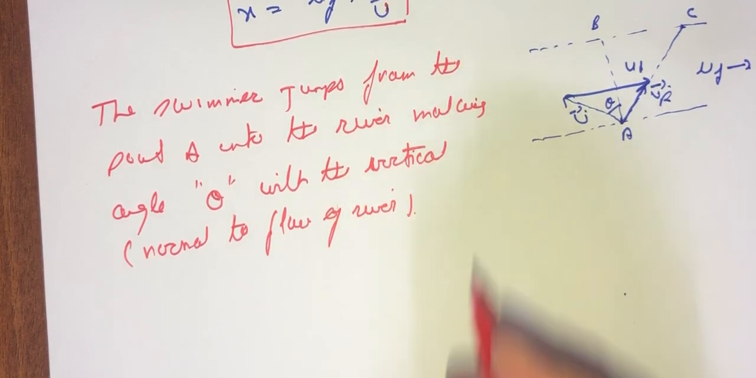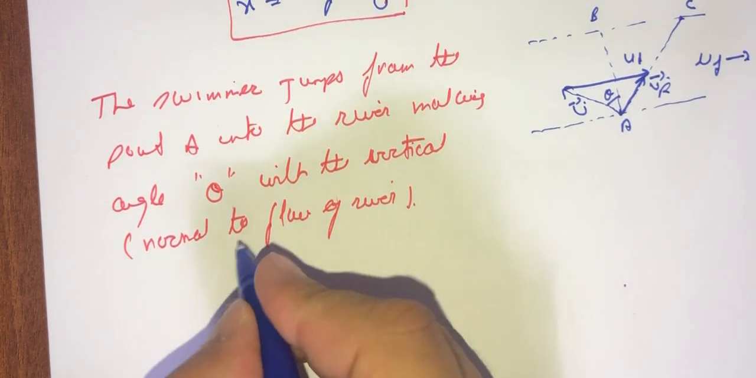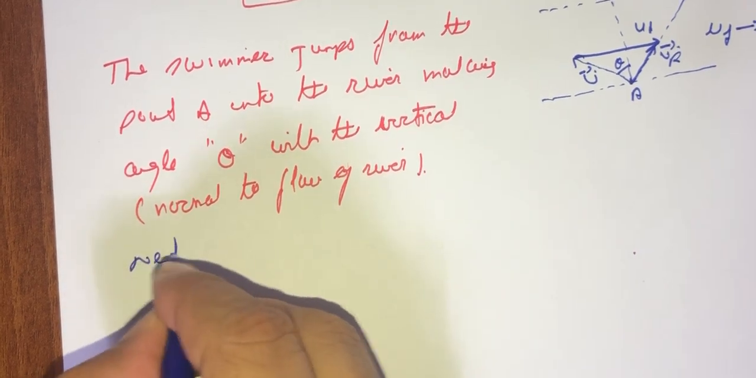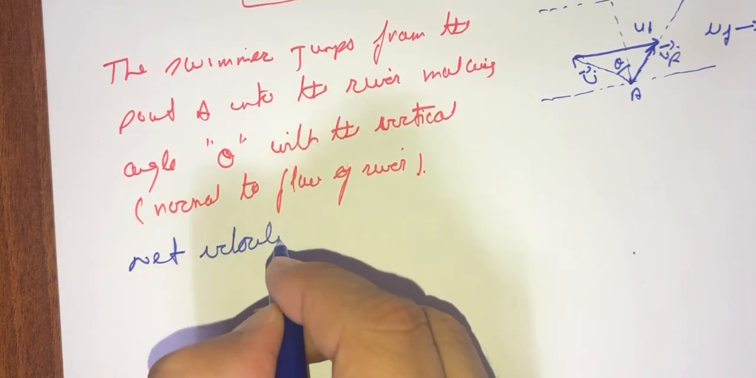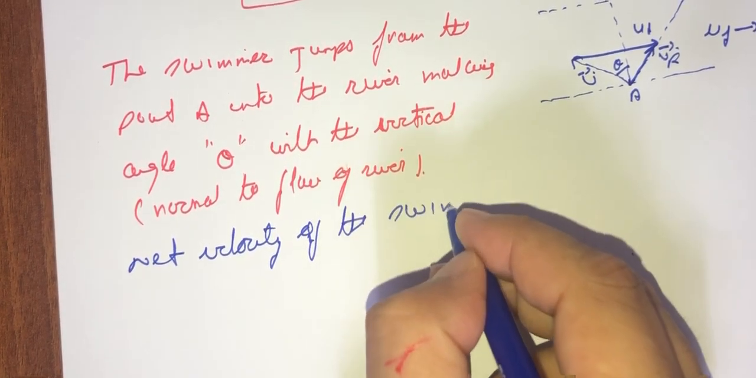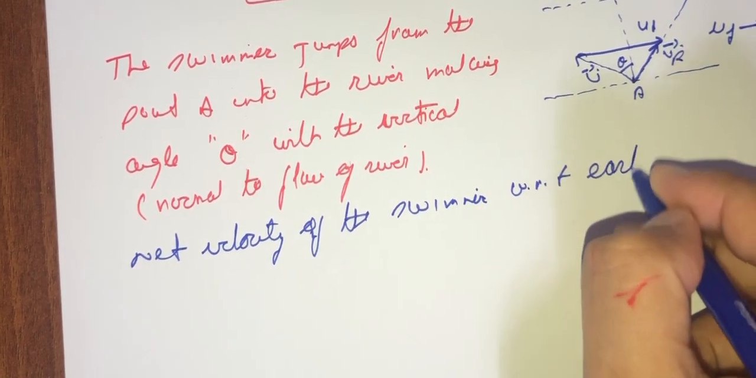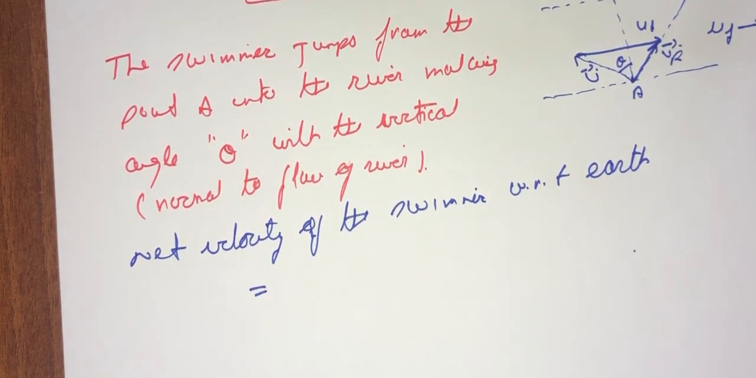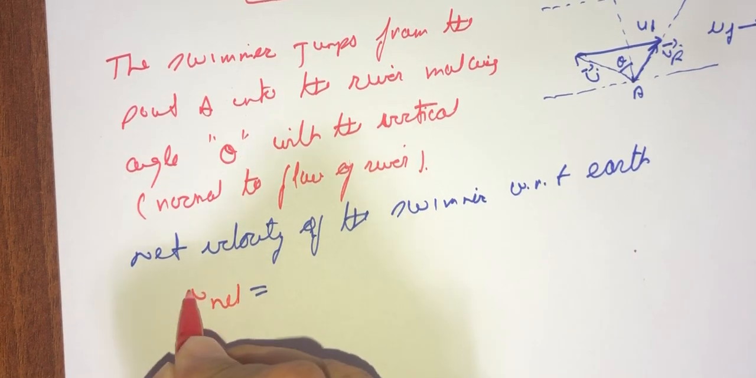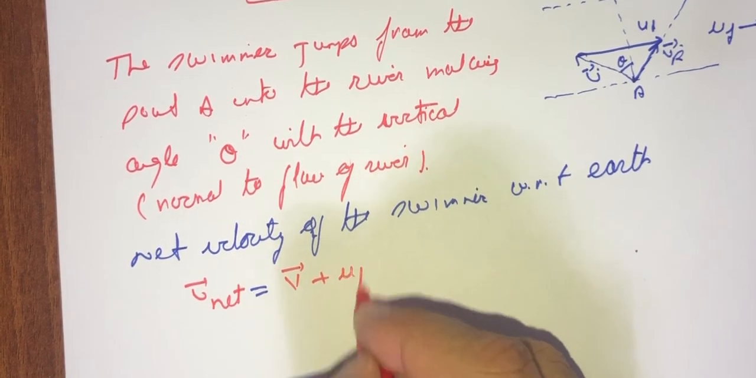So in this case, you can see that the net velocity of the swimmer with respect to earth, we write this as V net, it will be V plus UF.